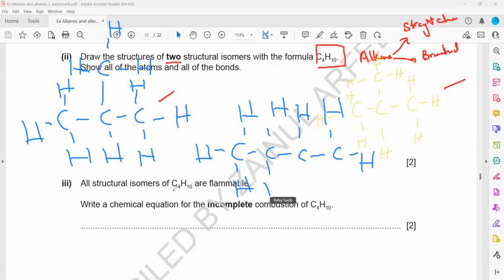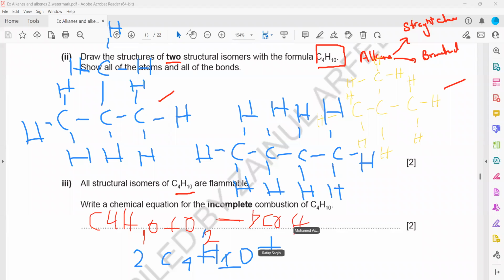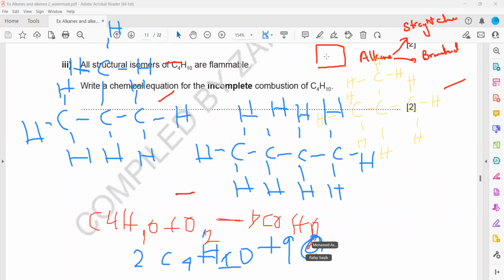The next one: all structural isomers of C4H10 are flammable. Flammable means they can catch fire. So we want to write a chemical equation for the incomplete combustion of C4H10, where carbon monoxide is produced. So CO plus. So carbon monoxide will be produced.